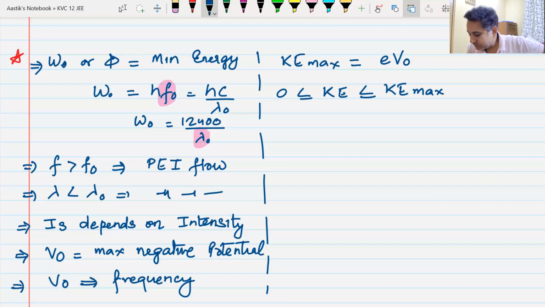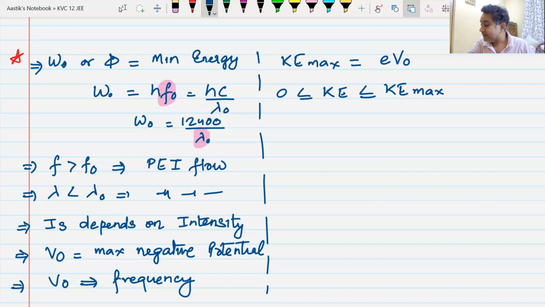So electrons which are coming out, which are ejected, can have zero kinetic energy, as well as the maximum possible value of kinetic energy. The maximum possible value of kinetic energy is equal to e into V naught. Do we understand this? Everyone understands this?